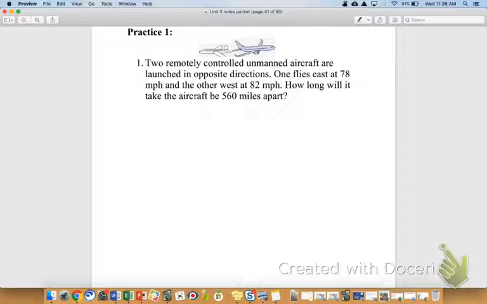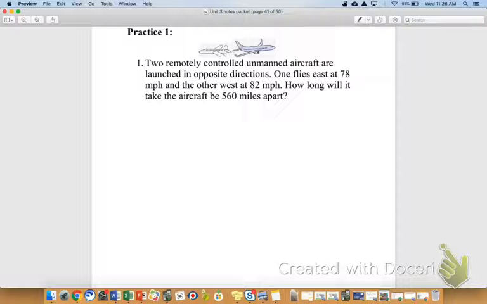Clearly at different rates. How long will it take the aircraft to be 560 miles apart? So your first job is not to answer the question. Your first job is not to do stuff with a bunch of numbers. Your first job is simply to draw a picture of what's happening, like a GPS, like a satellite would be looking down and seeing what the distances of these planes are doing. That's your first job.